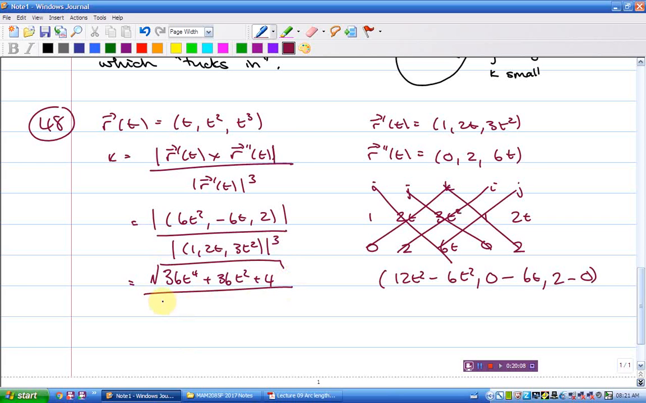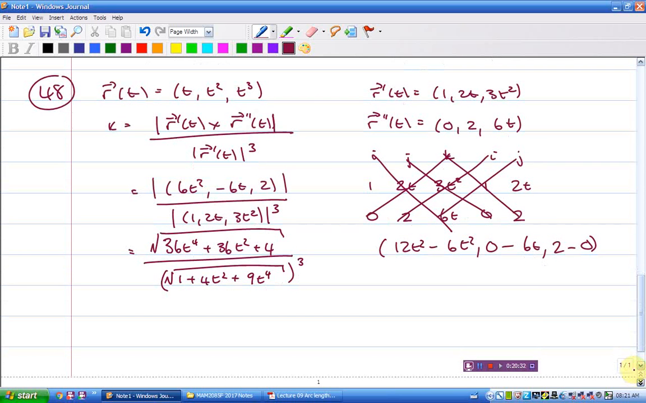over the square root of 1 plus 4t squared plus 9t to the 4, and that's all cubed. And I don't think that will simplify. That won't simplify. I've got to leave it just like it is. And that's the answer to the first part.